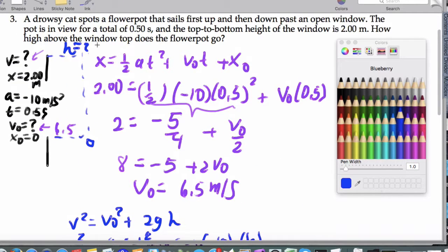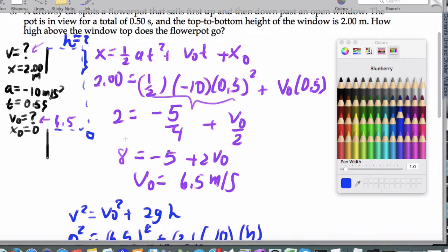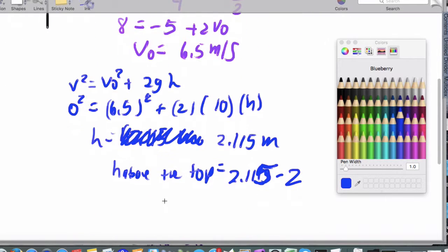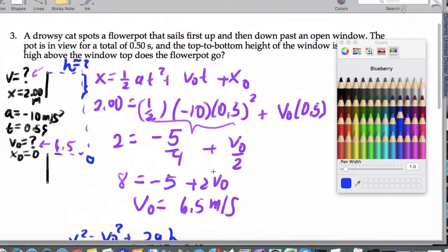So in other words, the total height is 2.115, but I want this little gap here. That little gap is going to equal 0.11 meters when we round, or 0.12 meters when we round, and we're done. So that is question number 3.